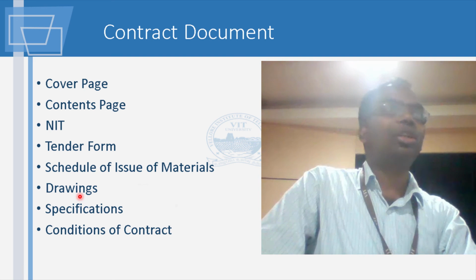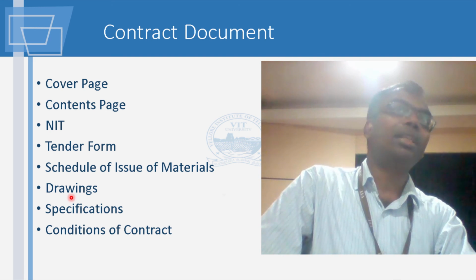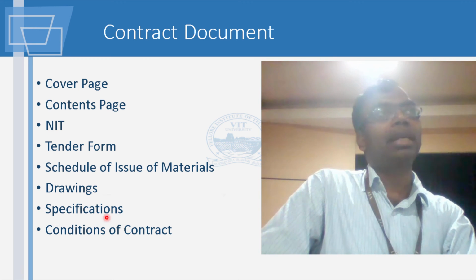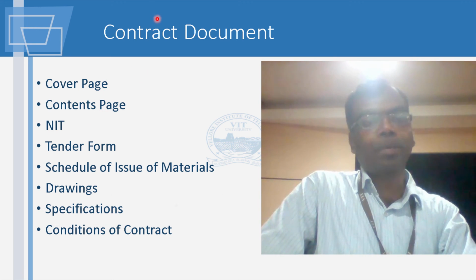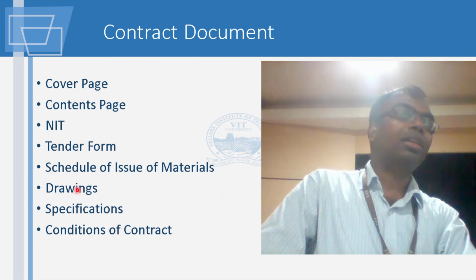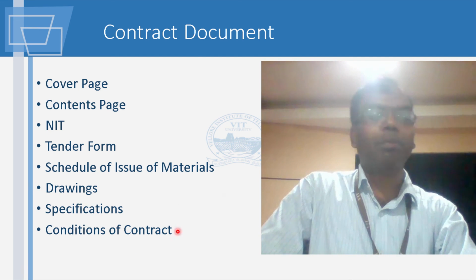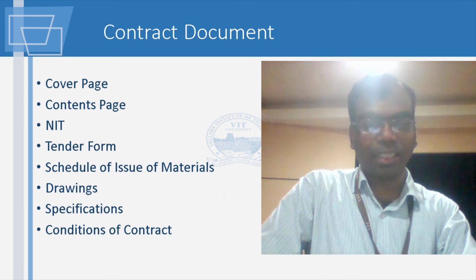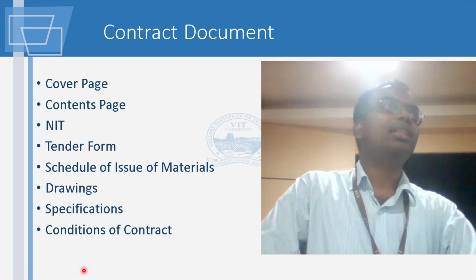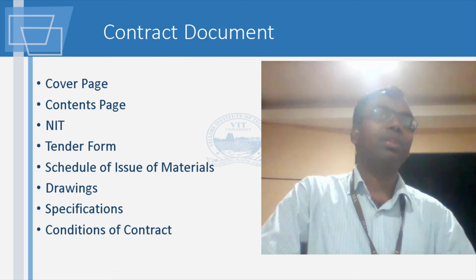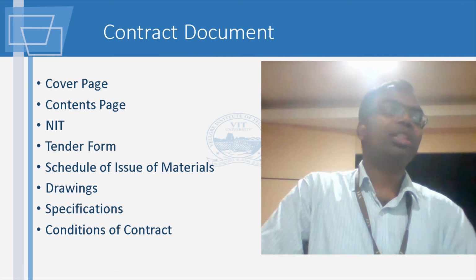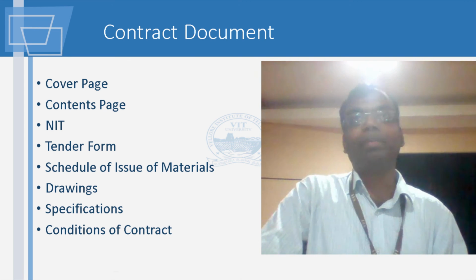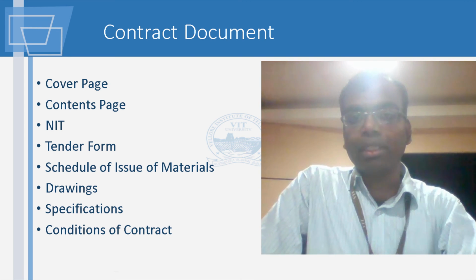Sometimes the drawings will be issued by the client, but the EPC contractor is expected to make the drawings. Specifications will be given by the client. Some indicative drawings will always accompany the tender, though you cannot use them for construction. They're just for getting an understanding. And then conditions of contract. This is where it covers what happens if you lose time, if you slip in the delivery, or if you don't meet the quality. All these will come into the picture.